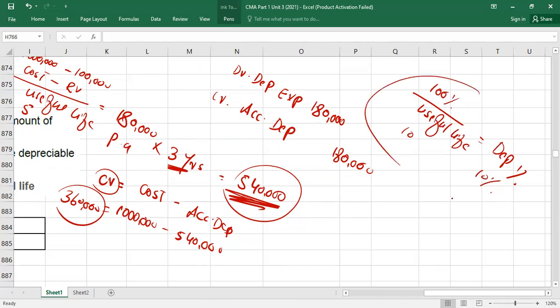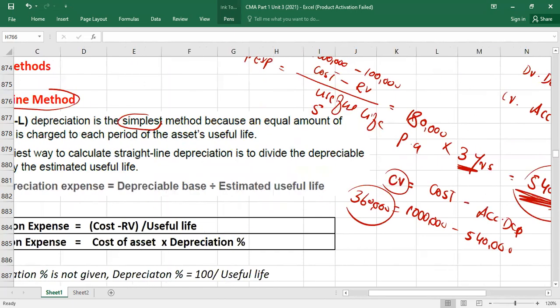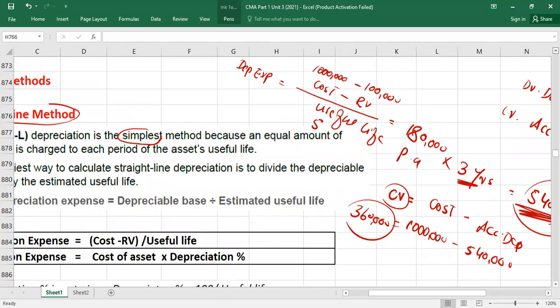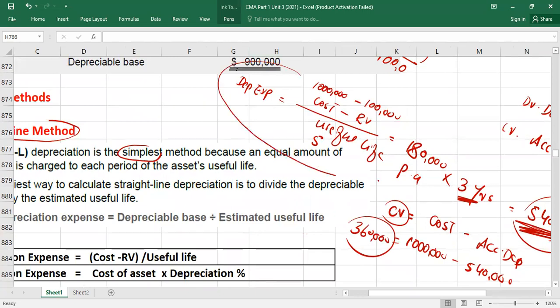This is how to get the depreciation percentage. Clear? I hope it is clear, right? Always remember 3 things. First, what is the depreciation expense? For depreciation expense, you will apply this formula under the straight line method. Which formula? Cost minus residual value divided by useful life.